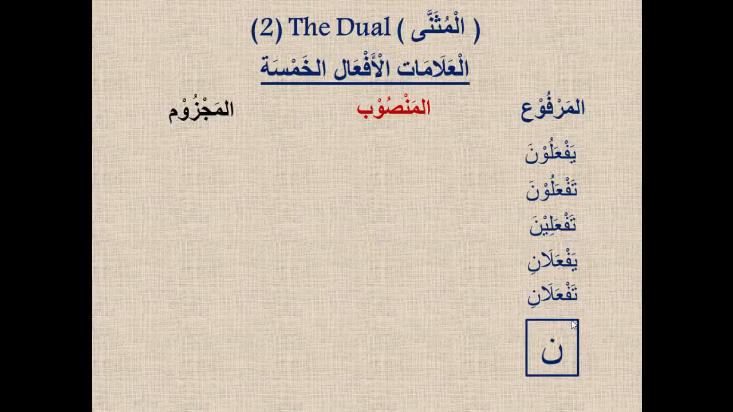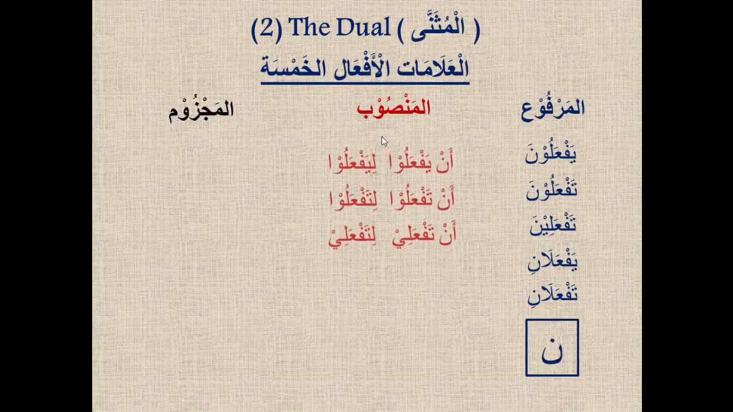So let's go through the case endings in a little bit more detail in this slide. On the far right, we have the marfu' yaf'aluna, taf'aluna, and taf'alina. We've seen this in lesson number 5. Now we can add the 2 dual verbs, yaf'alani and taf'alani. So that gives us a total of 5 verbs. And all 5 have thubut an-noon, the presence of the noon, as the marfu' marker. Now this noon can be dropped in the mansub and the majzum.